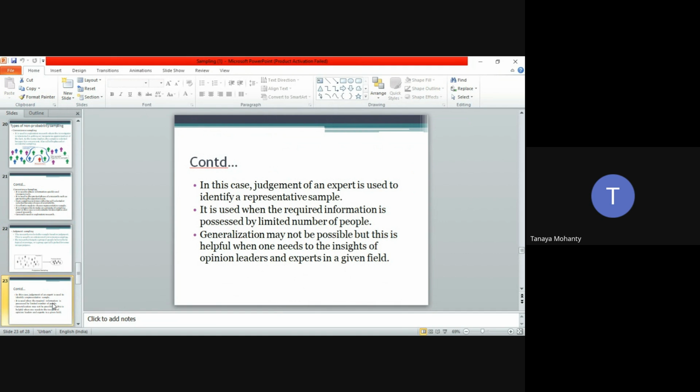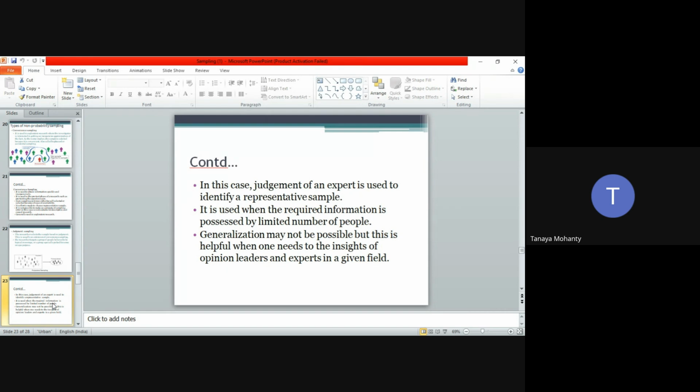In case of judgment, an expert is used to identify a representative sample. Normally, when I fail to have an idea on a particular thing, I will try to seek an expert and say, these are the criteria I have. Could you come as an expert and help me select my sample? So normally I do that with the help of an expert who helps me in identifying a representative sample.